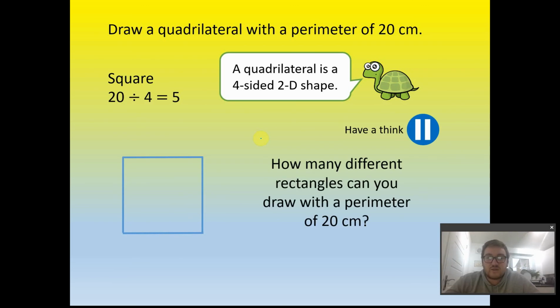Now, your challenge is to have a go at drawing as many quadrilaterals with a perimeter of 20 centimeters as possible. So think about it, it has to have 4 sides. 2 of them have to be the same length, so they have to have a pair of equal sides. How many different rectangles or quadrilaterals can you make? I'll let you pause the video and have a go.